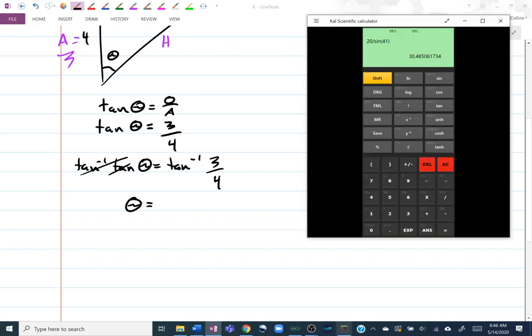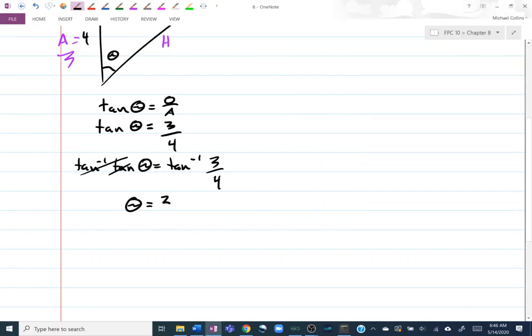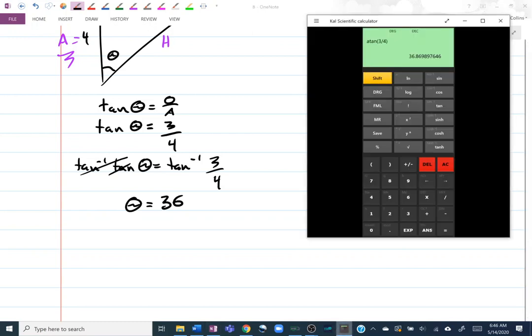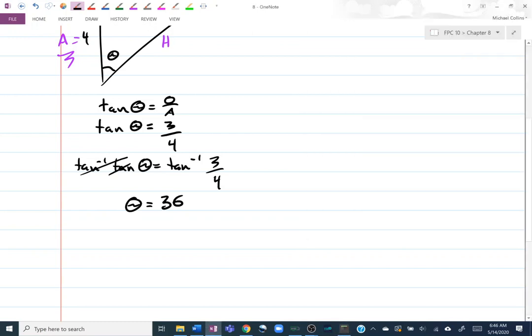And then I can go to my calculator and type in, however you get to your inverse tan on your calculator, 3 divided by 4. This is my inverse tan of 3/4. And I get that that angle, the calculator tells me the angle, is 36.9 degrees.